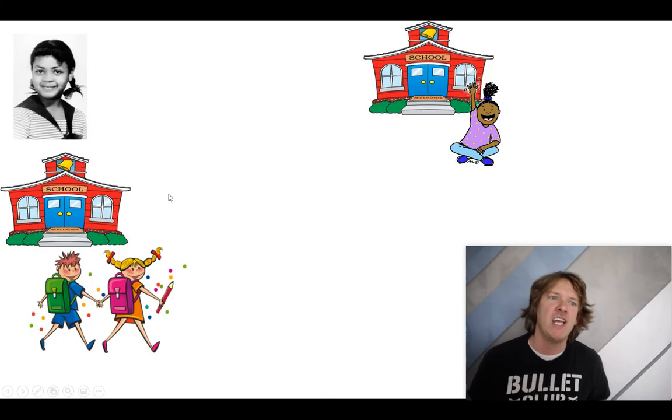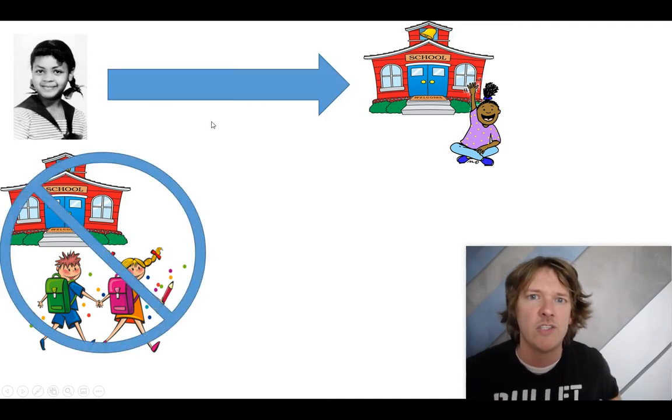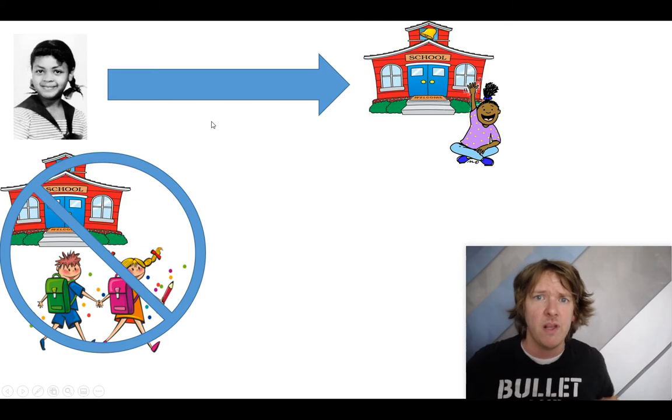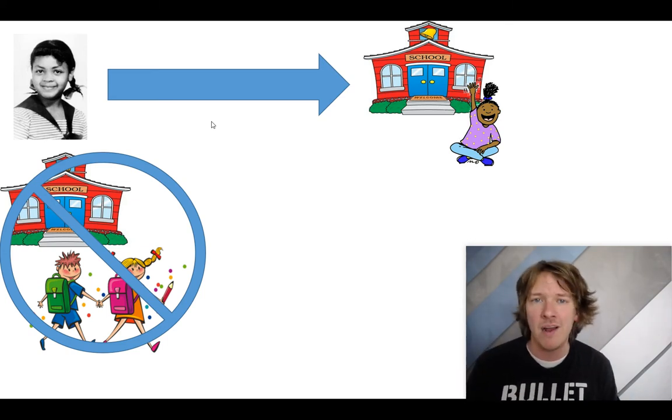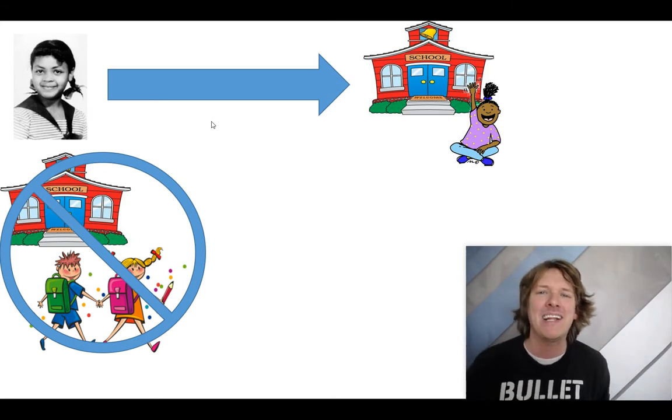Brown versus the Board of Education. Linda Brown was denied access to the white school, forced to go across town to the Black school. Now, it's not just Linda Brown, it's other girls and boys, but Linda Brown gets her name on the court case because, why did we choose Linda Brown? Because alphabetically her name came first.